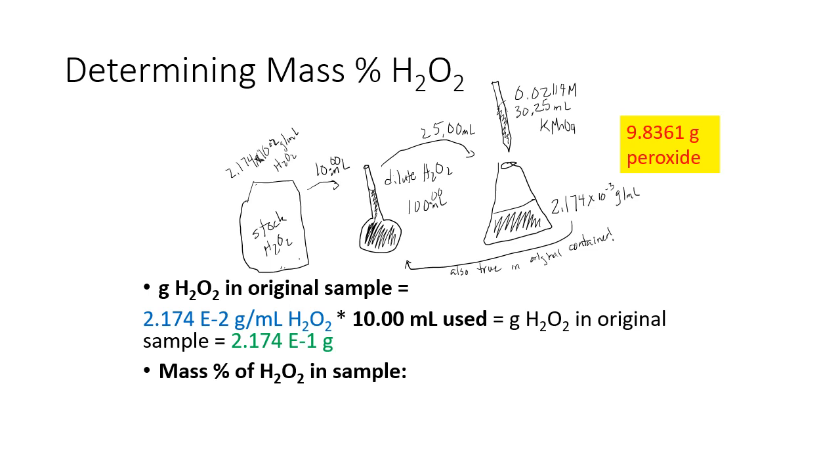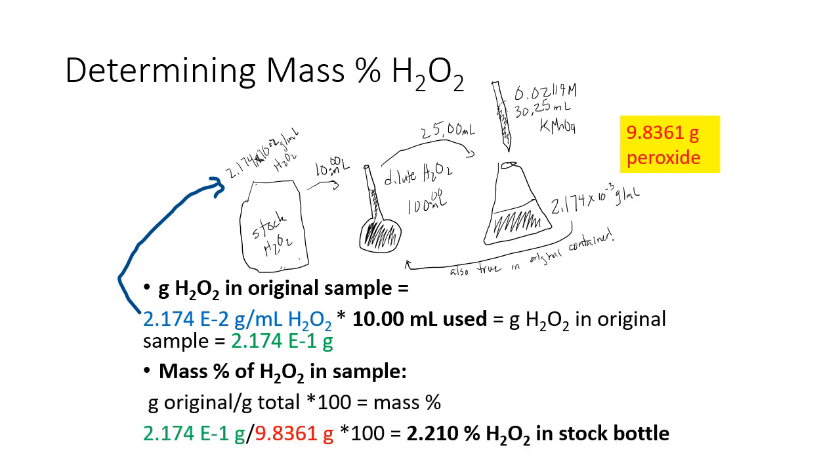Mass percent is always part, in this case 2.174 times 10 to the negative 1 grams of hydrogen peroxide, over the whole, 9.3861 grams, times 100. And when we do that, we find that we have a 2.210% hydrogen peroxide solution in the stock bottle.